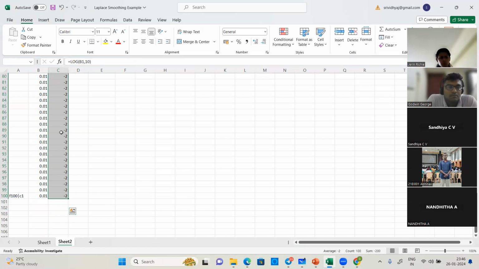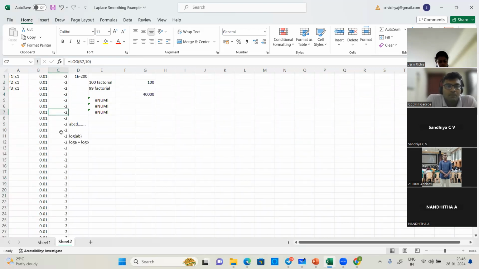How do I get to the product? I'll have to take the anti-log, correct? Right? So basically you do this, and if I have to get to AB, I'll calculate the anti-log to get to AB, right? So, which is why you would see many of these expressions are in log terms.